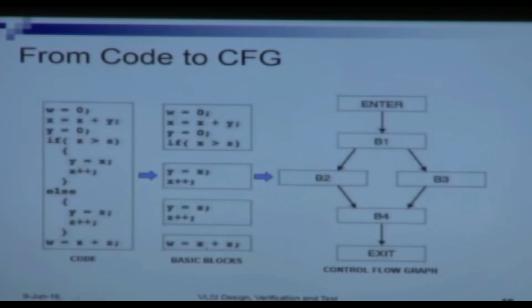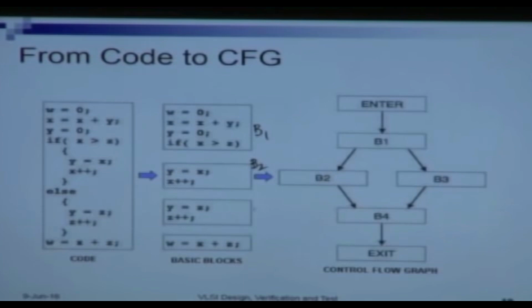So we see that these are the maximal pieces of straight line code that are possible from this program. This is basic block 1, this is basic block 2, this is basic block 3, and this is basic block 4. Okay, so we have an entry point. Another important point here is that a CFG is polar in the sense that it has a single entry point and a single exit point, a source and a sink.